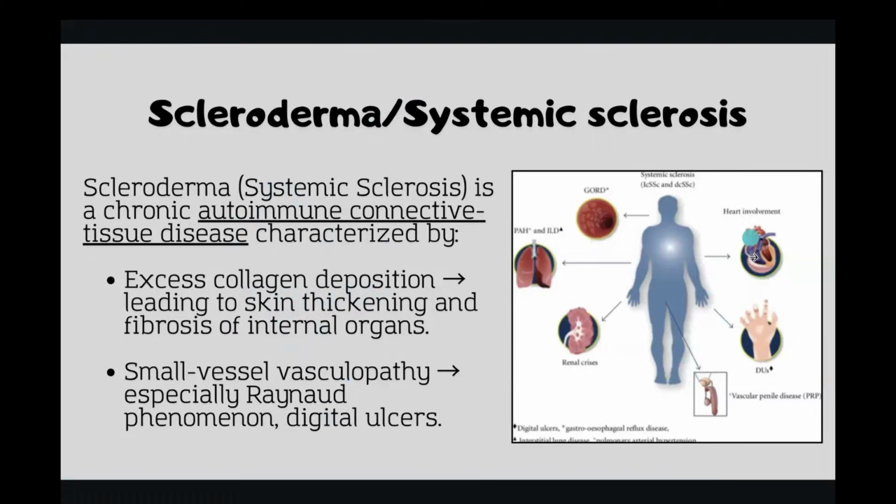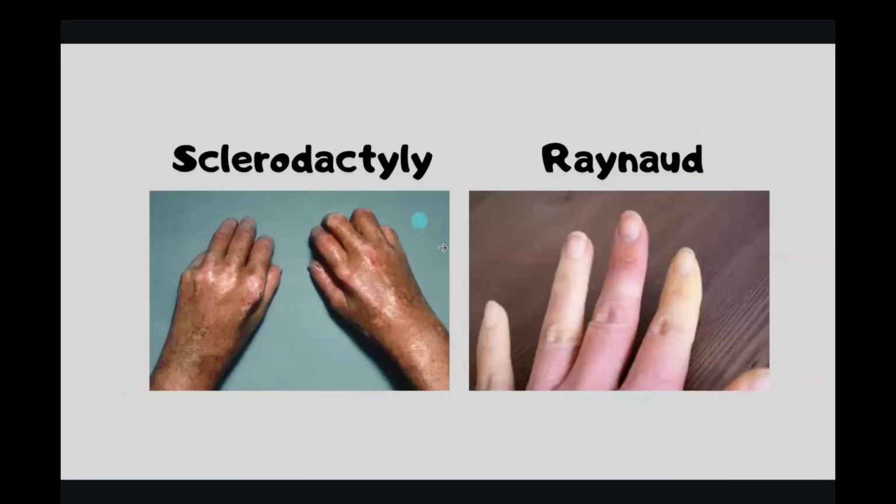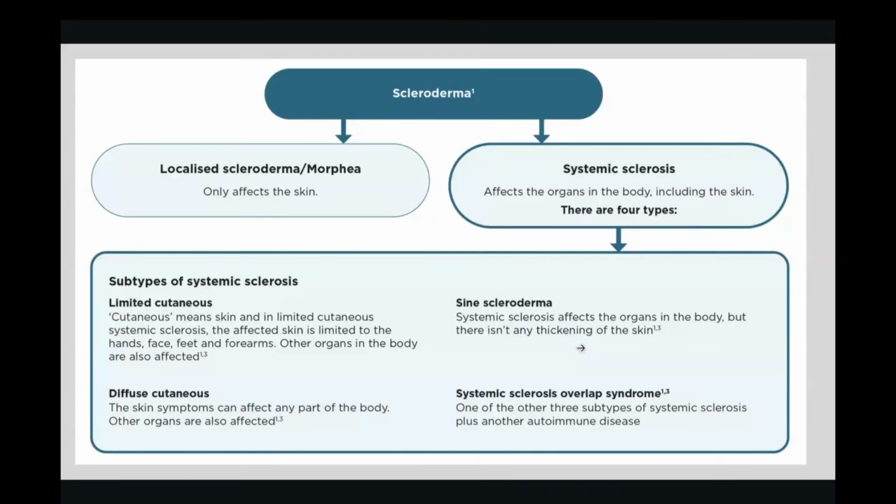We have heart involvement, a renal crisis. So those are the systemic manifestations. So here, this is a special sign for scleroderma called sclerodactyly. Because of the excess collagen deposition over here, we are going to see the hand very stiff and it's unable to open and close properly. And this is Raynaud's phenomenon where we have a change in color of the skin due to stress or cold or whatever.